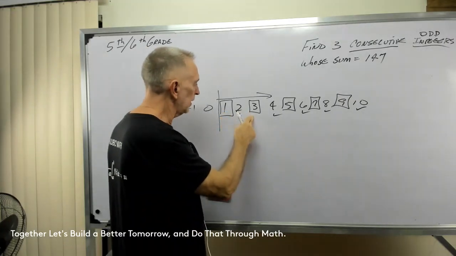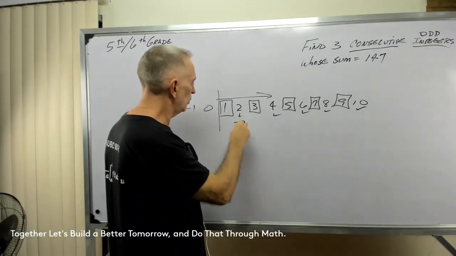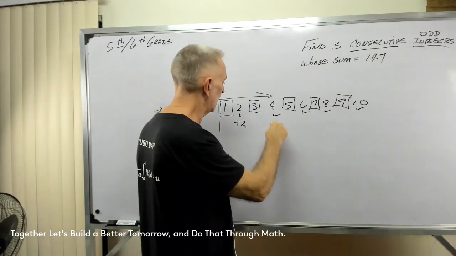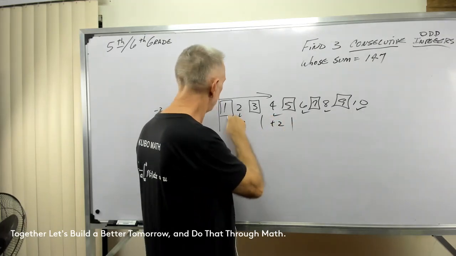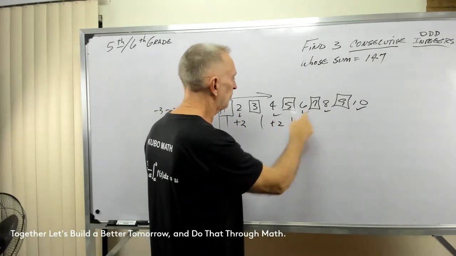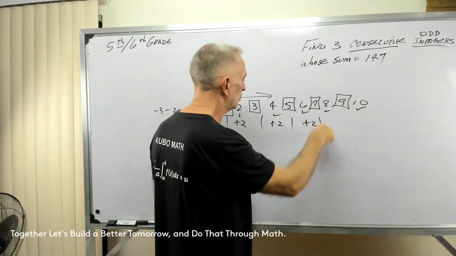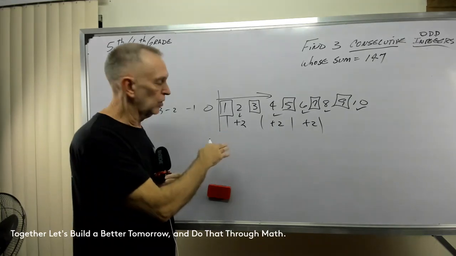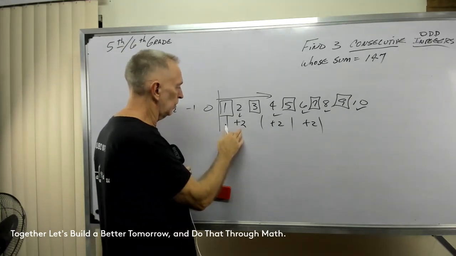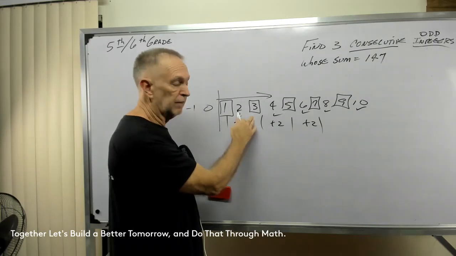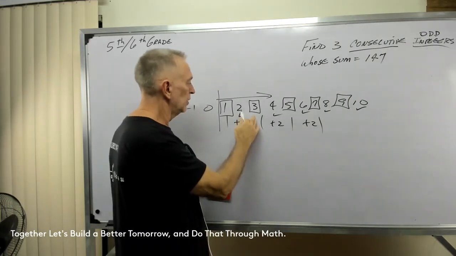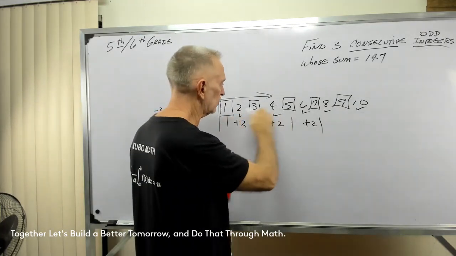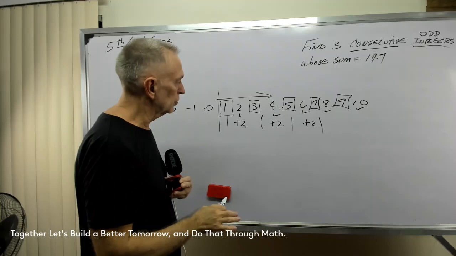But you'll notice 1 plus what gives me 3? I have to add 2 to that. 3 plus what gives me 5? I can add 2 to it. 5 plus what gives me 7? Add 2. So if we started with an odd number and we add 2 to it, we get the next consecutive odd integer. 2 more, I get the next consecutive odd integer. The next one in the row of odd integers.